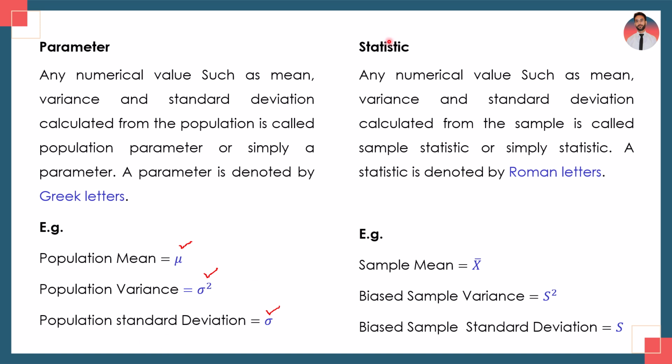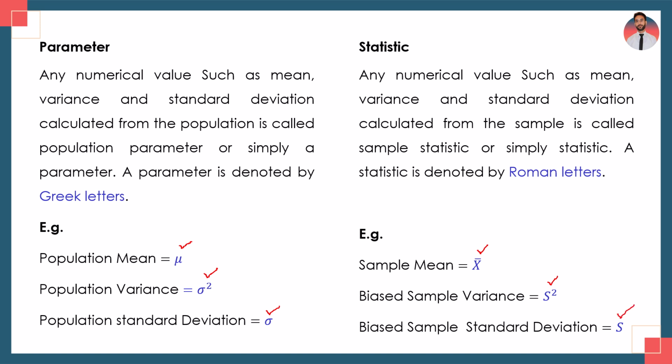On the right hand side, I will explain the term statistic. Any numerical value such as mean, variance, and standard deviation calculated from a sample is called a sample statistic or simply a statistic. A statistic is denoted by Roman letters. For example, sample mean is denoted by x bar. X bar is a Roman letter. Sample variance is denoted by capital S square, and sample standard deviation is denoted by S.